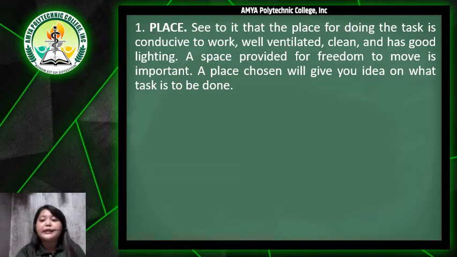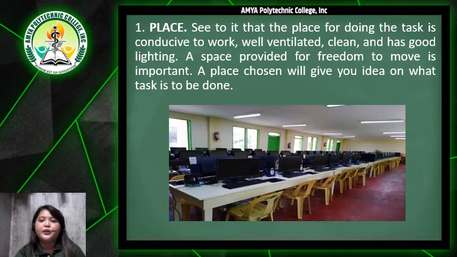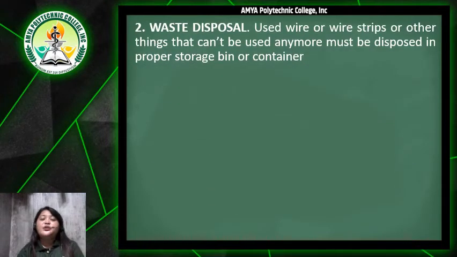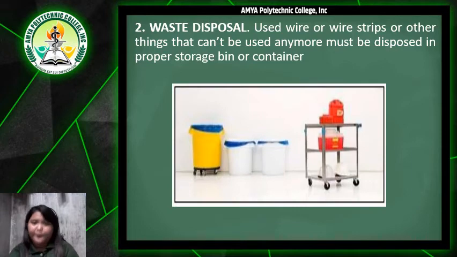So we have here an example image of the place. As you can see in the image, it is very comfortable enough. It's well ventilated. Next, the second one is the waste disposal. You have used wire or wire strips or other things that cannot be used anymore. So they must be disposed of in a proper storage bin or container.